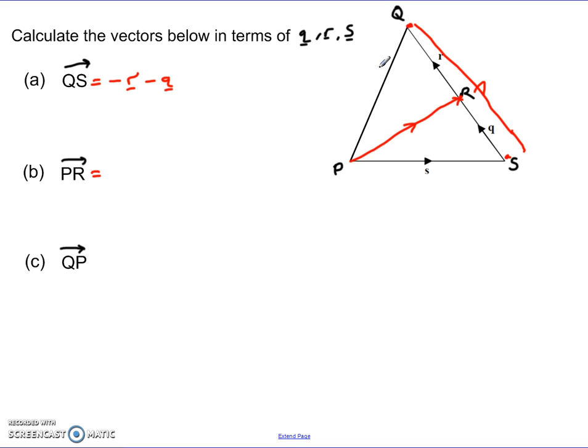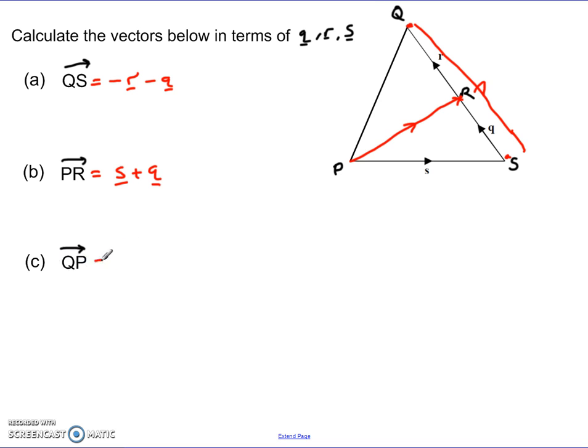So we have to use the stuff we know. We have to use the journeys we know and we're aware of. So we have to go from P to S, then S to R. Well, P to S is given by the vector S, then S to R is given by the vector Q. So it's S plus Q. That there is this journey here in the middle.